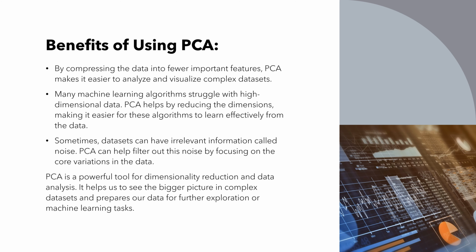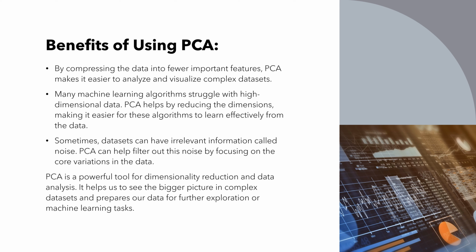Now let's look at how PCA has been useful in reducing a large data set into a smaller data set and in analyzing the data. By compressing the data into fewer important features, PCA makes it easier to analyze and visualize complex data sets. Many machine learning algorithms struggle with high dimensional data. PCA helps by reducing the dimensions, making it easier for these algorithms to learn effectively from the data.